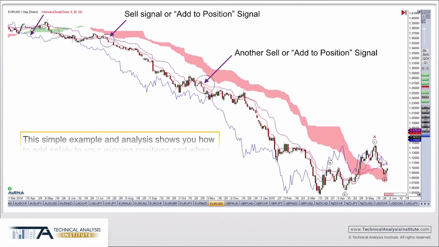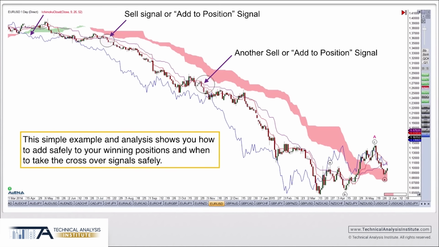These simple examples and analysis show you how to add safely to your winning positions and when to take the crossover signals safely.